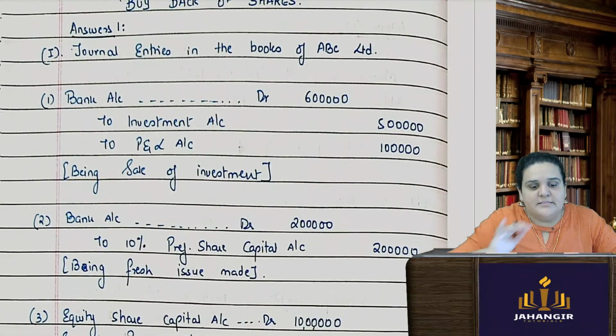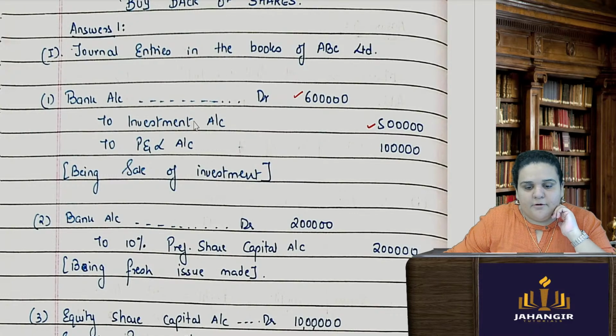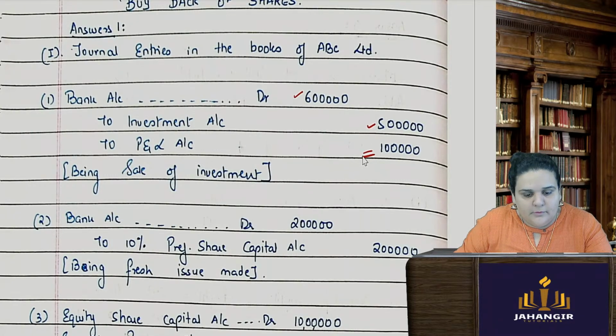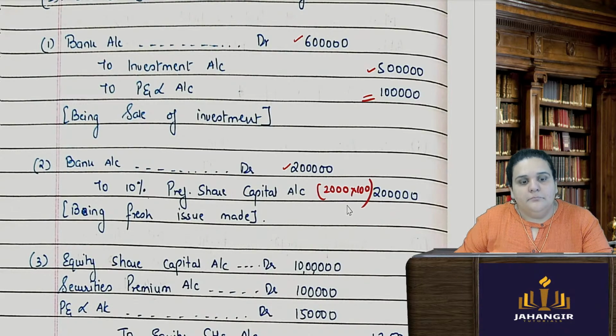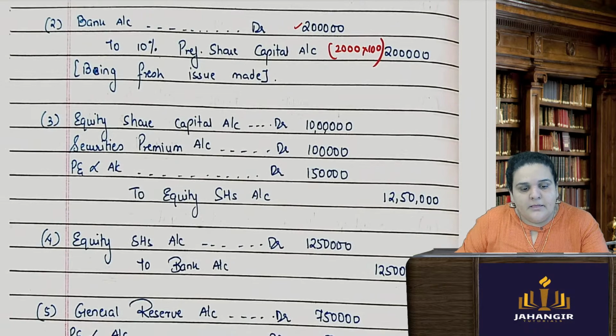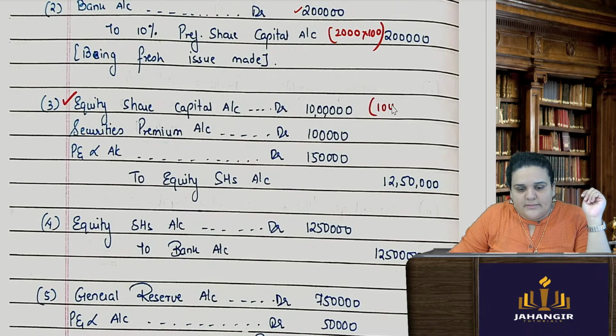Okay, first I am going to sell my investment so that I have money in my bank. So bank account debit 6 lakhs, investment was 5 lakhs, I made a profit of 1 lakh. Then I will do a fresh issue, so again I will have money. Bank account debit to 10% preference share capital, 2000 shares of rupees 100, 2 lakhs. Then I am going to do a buyback journal entry. For buyback, my equity share capital is going to get cancelled to the extent of 1 lakh shares, face value being 10.